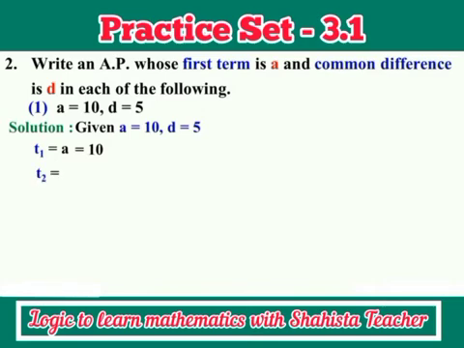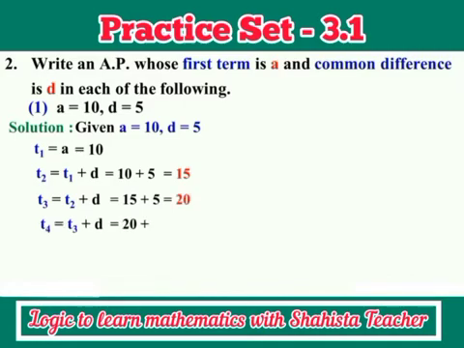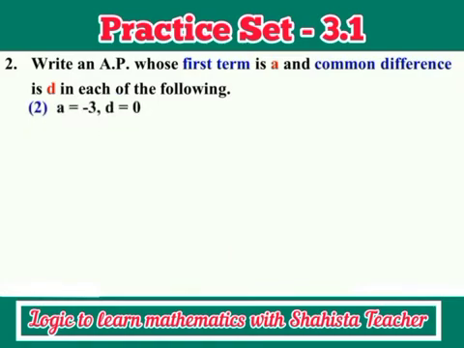Then T2 is equal to T1 plus D. So here 10 plus 5 is equal to 15. Then T3 is equal to T2 plus D, that is equal to 15 plus 5, so 20. And T4 is equal to T3 plus D, that is equal to 20 plus 5, that is equal to 25. So here the AP is 10, 15, 20, 25 and so on. Is that clear? Now let's solve sub question 2.